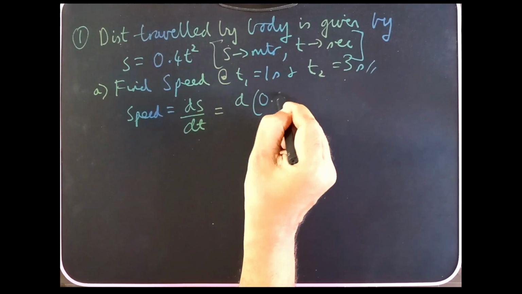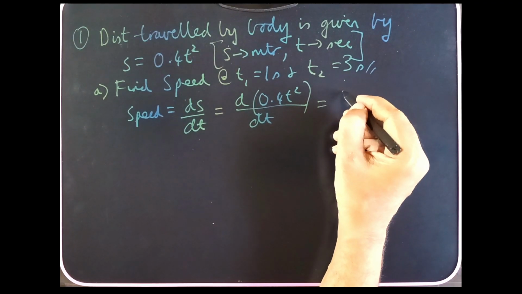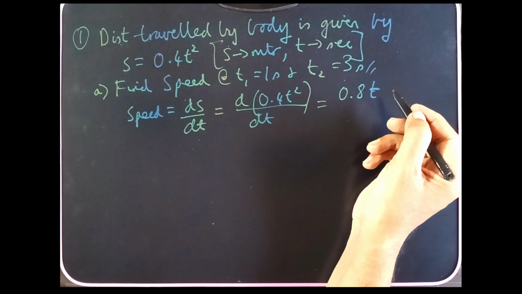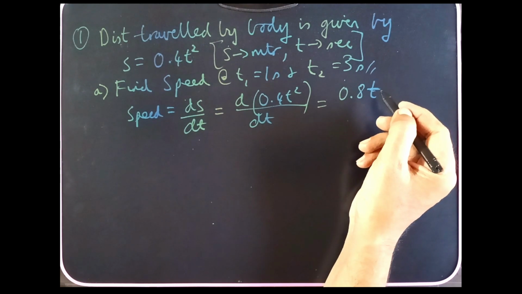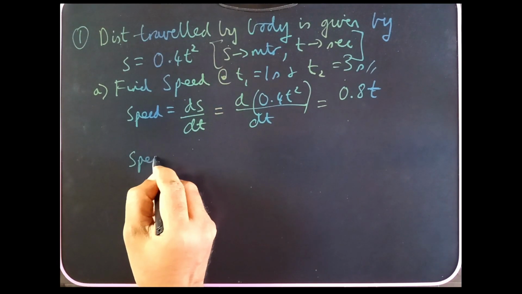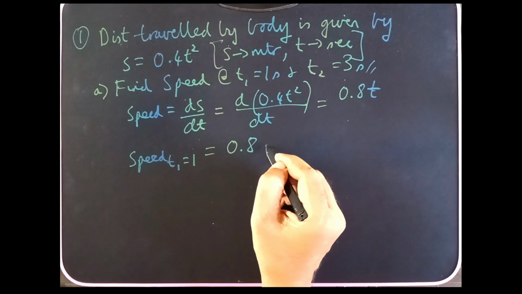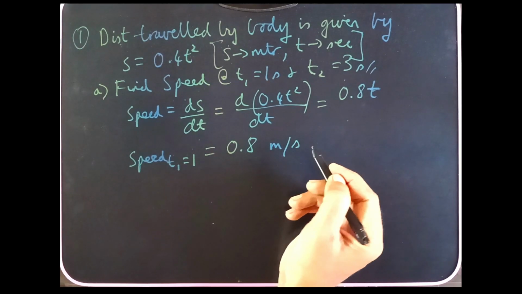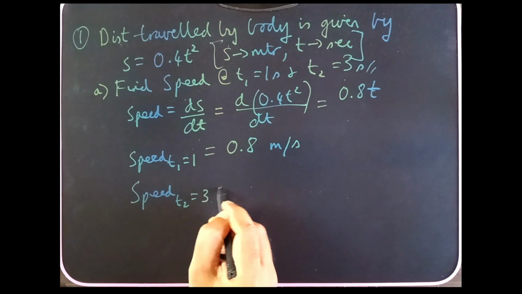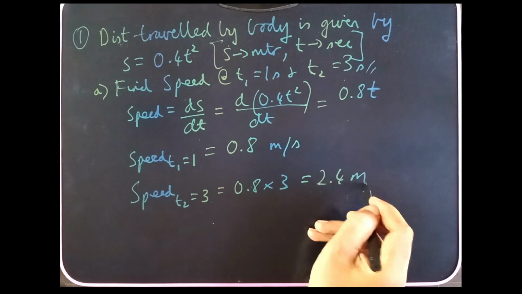So the derivative will be d of 0.4 t square divided by dt. So this will become equal to 0.8 t, right? 0.8 t is going to be the representation of the instantaneous speed. Now find the speed at t1. Speed at t1 is equal to 1 will become equal to 0.8 meter per second. Then speed at t2 is equal to 3 is going to be 0.8 into 3, which will become how much? 2.4 meter per second.